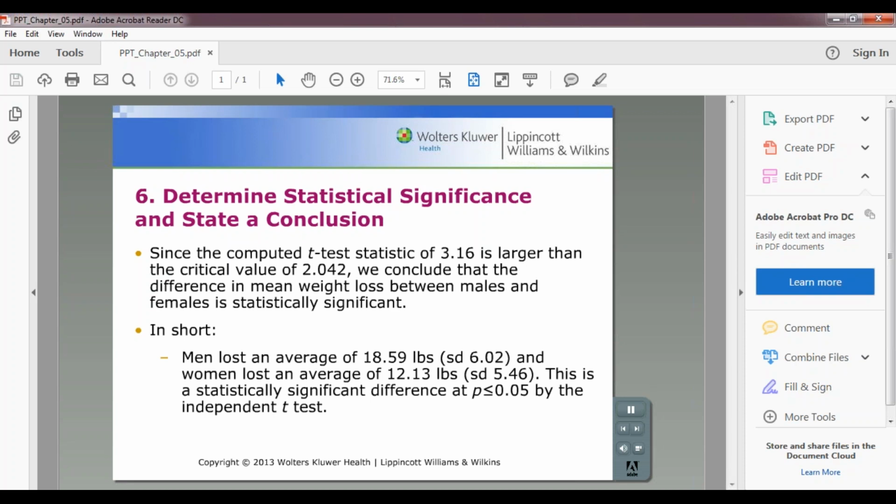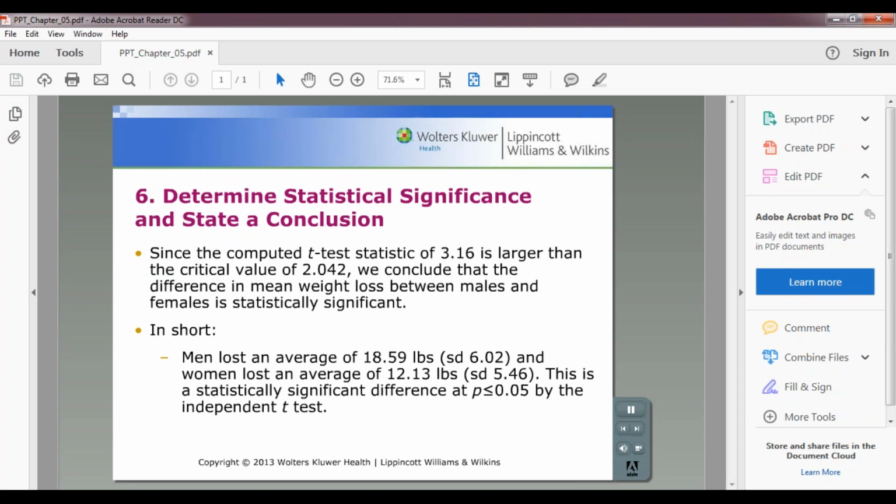Now, the differences that we found are statistically significant. This is important for you to understand. We found that these differences did not occur by chance, okay? The term significant does not imply magnitude or size, okay? We're not inferring that the difference between 18 and 12 pounds is large, okay?